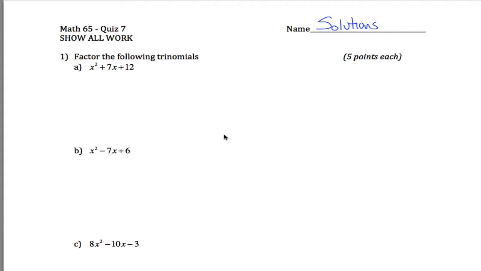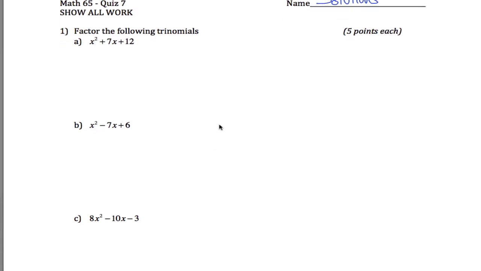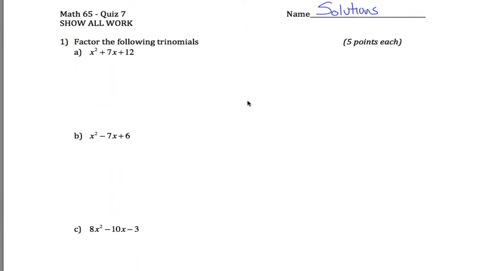Alright, here are solutions for quiz 7 from Math 65. We're given 4 different trinomials. There's a fourth one down there. And asked to factor them.